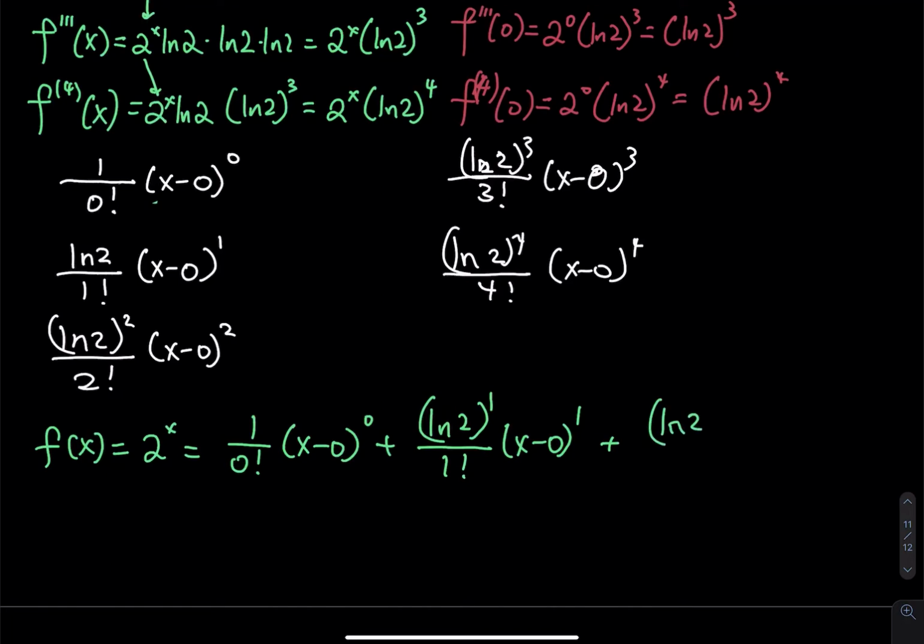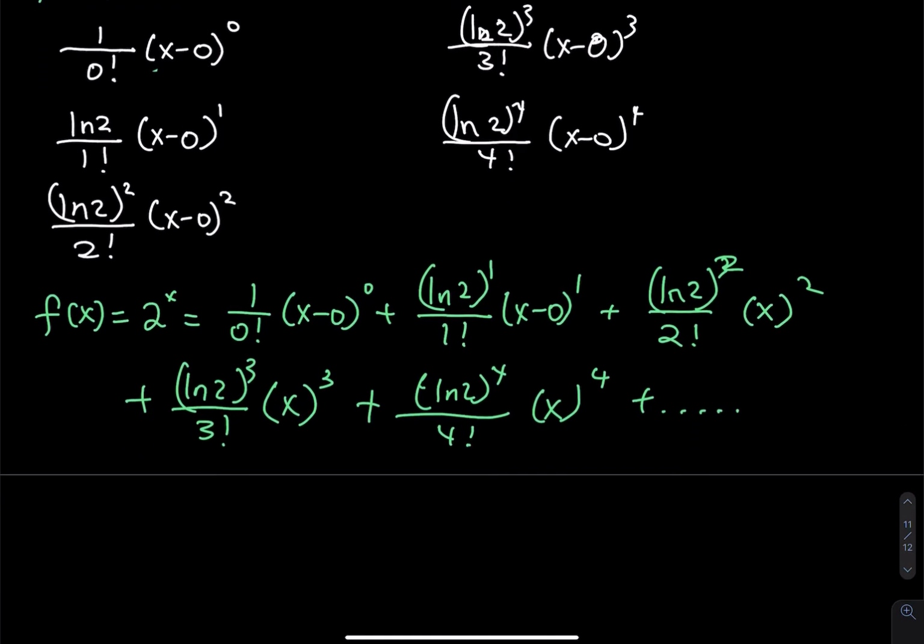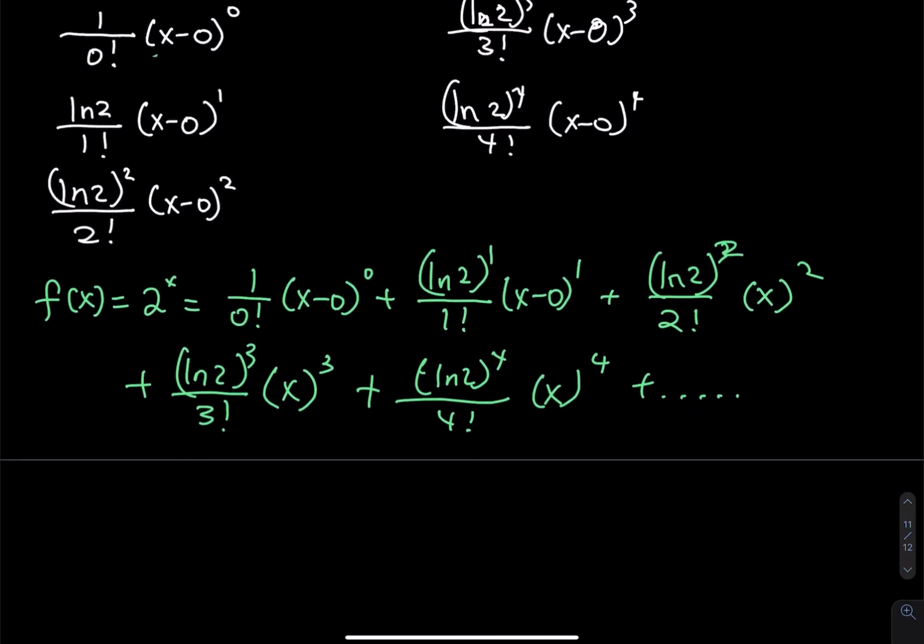So ln2 to the third, to the second, and then 2 squared, and then we have x squared, and then plus ln2 to the third over 3 factorial, and then this is x raised to the third, and then plus ln2 to the fourth divided by 4 factorial, and then x raised to the fourth power. And then we keep on going, right? So overall, what is this? This is the Taylor polynomial, and then the Maclaurin series is summation n goes from 0 to infinity.